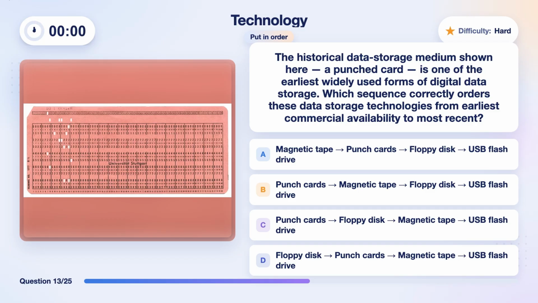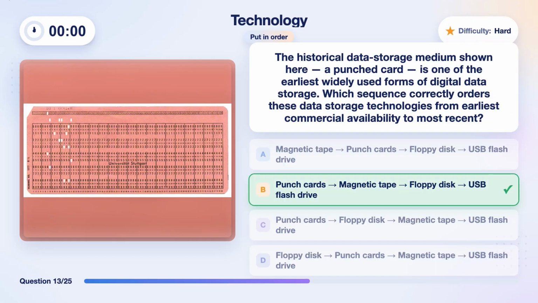Let's check. The correct one. Precisely. Punch cards, magnetic tape, floppy disk, USB flash drive. Punch cards were used commercially from the 1890s, Hollerith tabulating machines, and dominated early computing. Magnetic tape for computer data storage debuted with the UNIVAC 1 in 1951. IBM introduced the 8-inch floppy disk in 1971. The USB flash drive arrived commercially around 2000. Trek Technology, IBM Disk on Key.